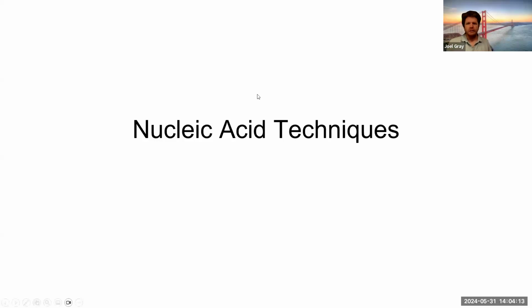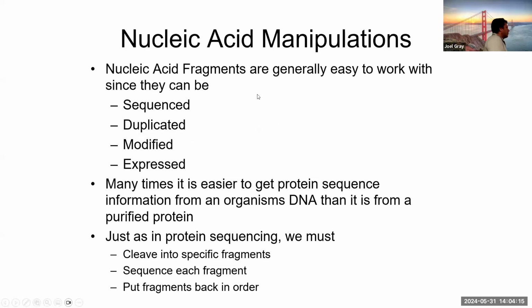So nucleic acid techniques. Now, nucleic acids are very easy to work with, in part because they can be easily sequenced, duplicated, modified, and expressed. So you can take a piece of DNA and make millions upon millions of copies of it very easily. Many times it's easier to get the protein sequence information from an organism's DNA rather than from its purified protein.